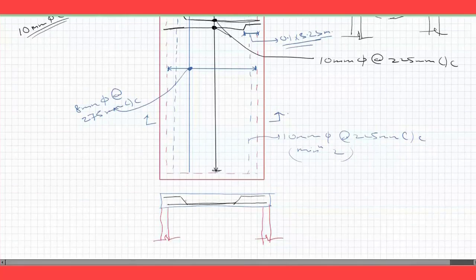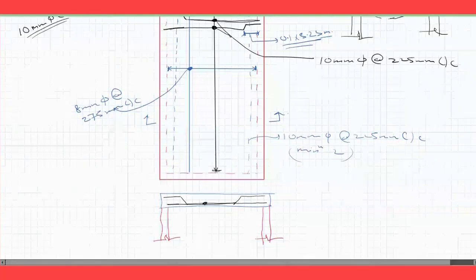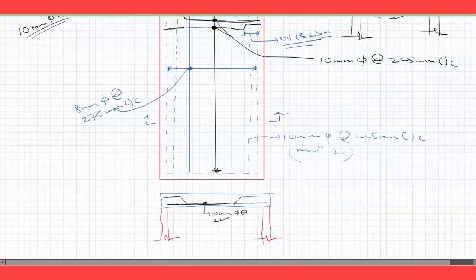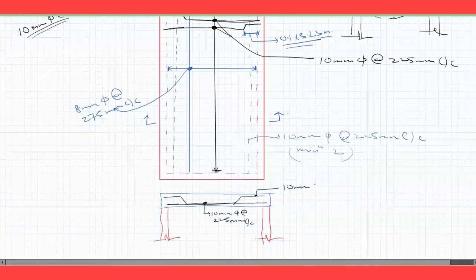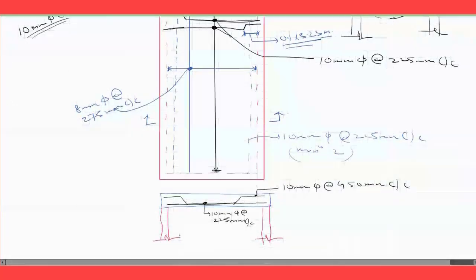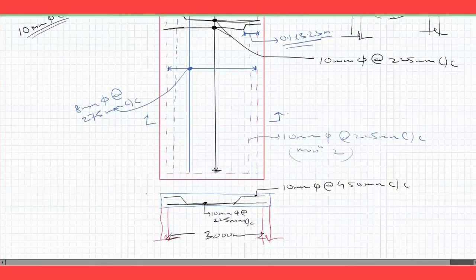So if I mark here in the center, what will this become? 10 mm dia at 225 millimeter center to center. But at the top, if I mark, it will again be 10 mm dia, but at what spacing? It will become double, 450 millimeter center to center. So this is your main reinforcement which you have provided along the shorter span, and this distance you can mark. This distance is actually 3000 millimeter. Thickness of slab you can mark, it is 150 mm.